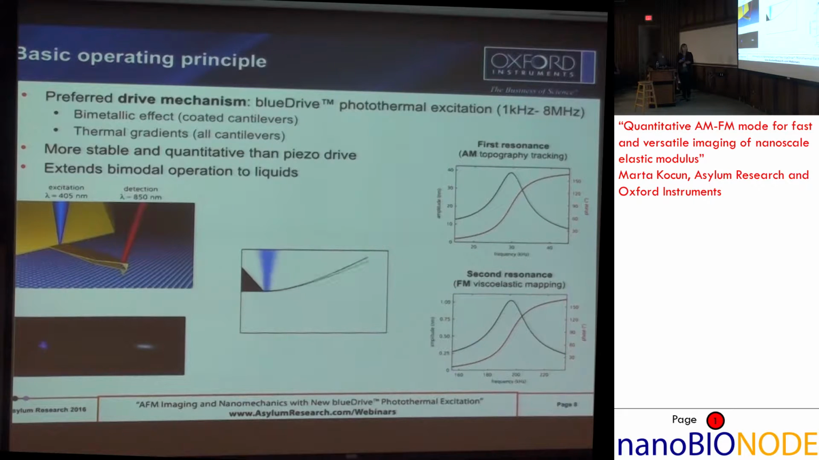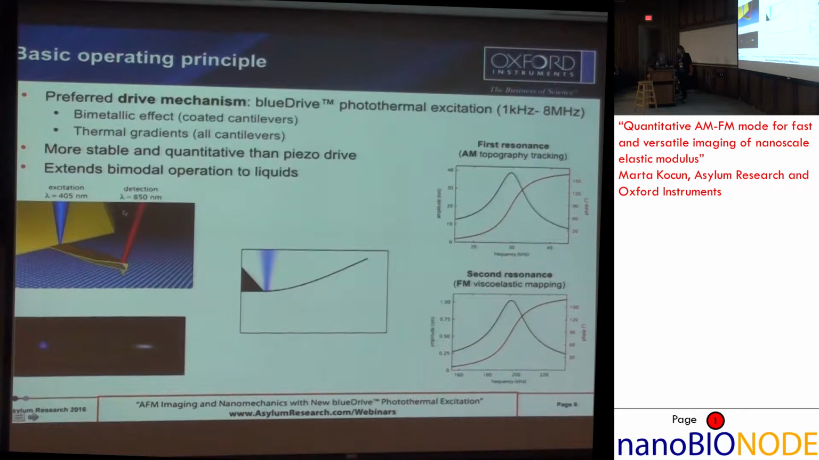The way it works is through the bimetallic effect. If the lever is coated with gold, we have different materials, and while it's heated, we can see oscillation. The reason we're using photothermal excitation is that it's more stable, and this is important for quantitative results.